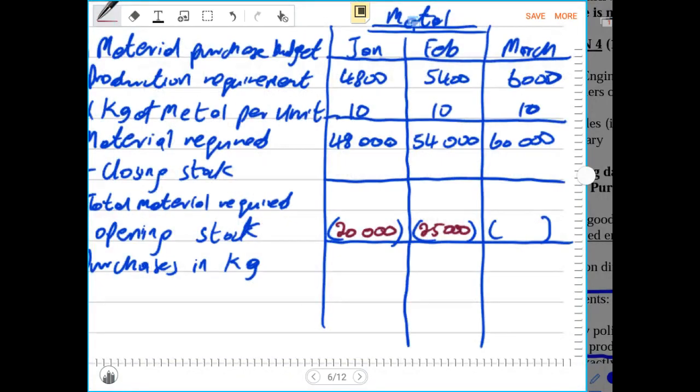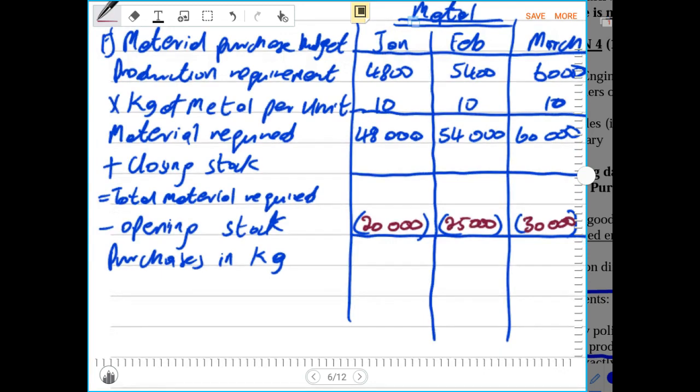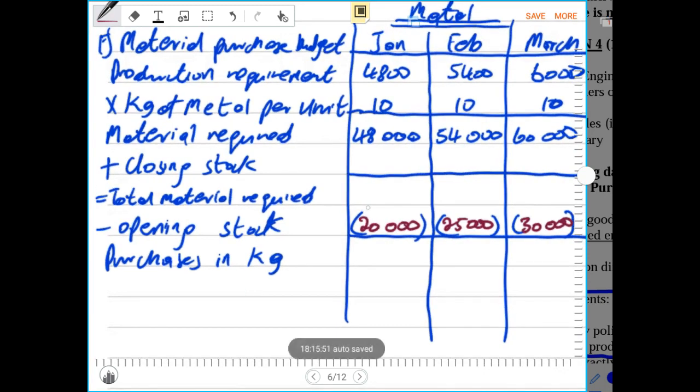So now that means we'll have 30,000 here under the month of March, 30,000. And remember, this is an opening inventory. So now in this case, if this is the opening for the month of January, that means it was the closing of December and we don't do the budget for December. Therefore, now we will have to ignore that.